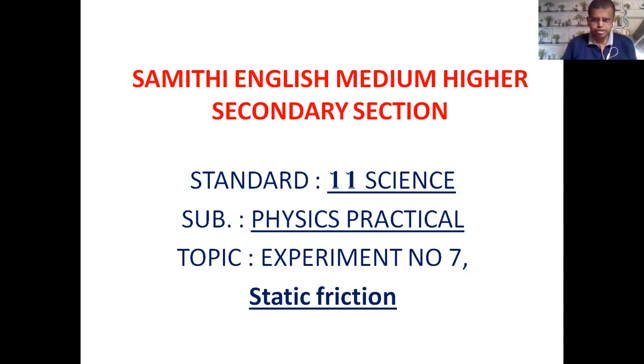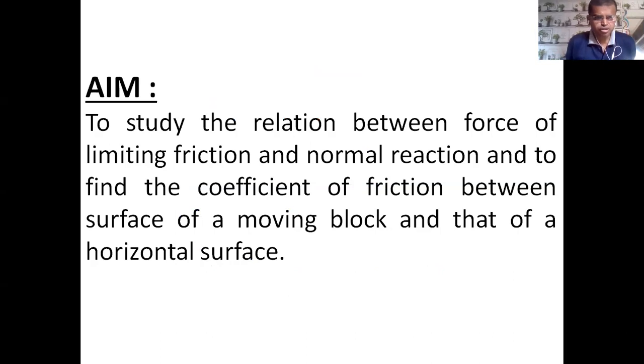Now today we start practical number 7. Its short name is static friction. The aim is to study the relation between force of limiting friction and the normal reaction, and to find the coefficient of friction between the surface of a moving block and that of a horizontal surface. The normal reaction acts on top of the block, and the limiting friction is horizontal, and on that basis we find the value.